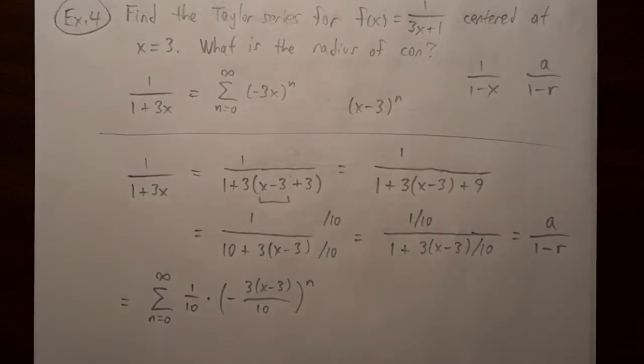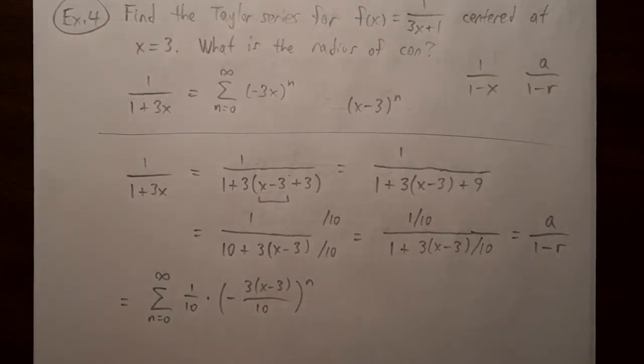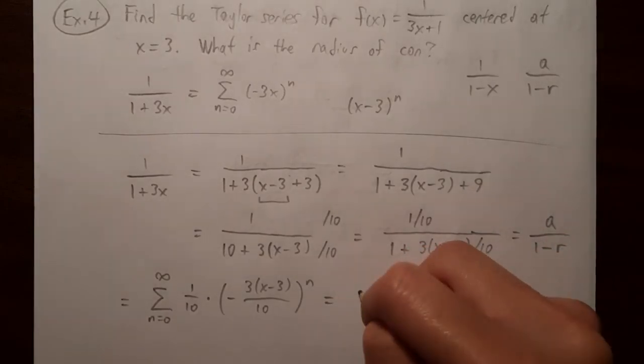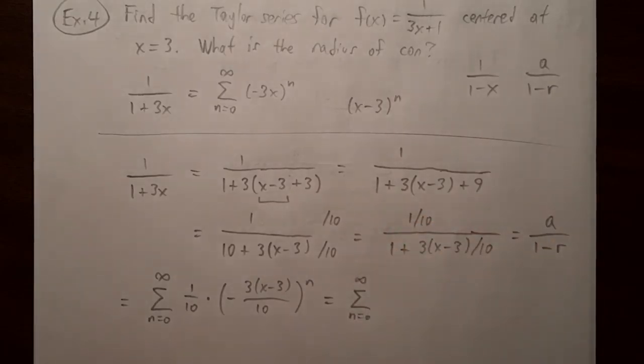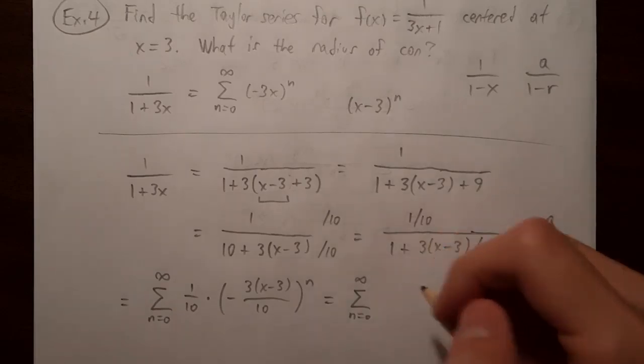All right, well, this is already looking quite a bit more promising because now I have my x minus 3 there. But let's see if we can clean this up a little bit so it looks more like a standard Taylor series where we have coefficient times x minus 3 to the n. Okay, so that shouldn't be too hard to do.